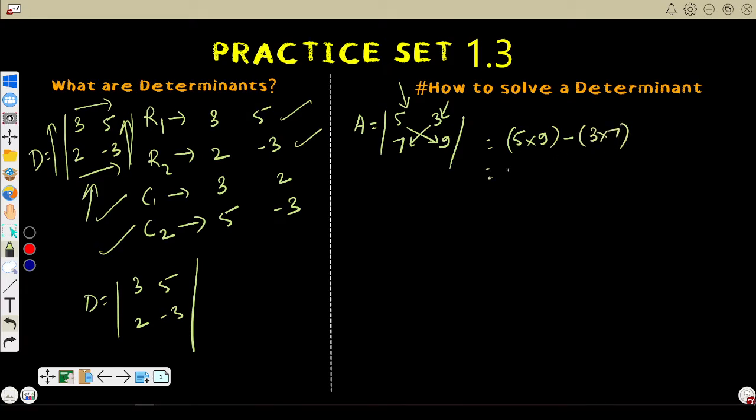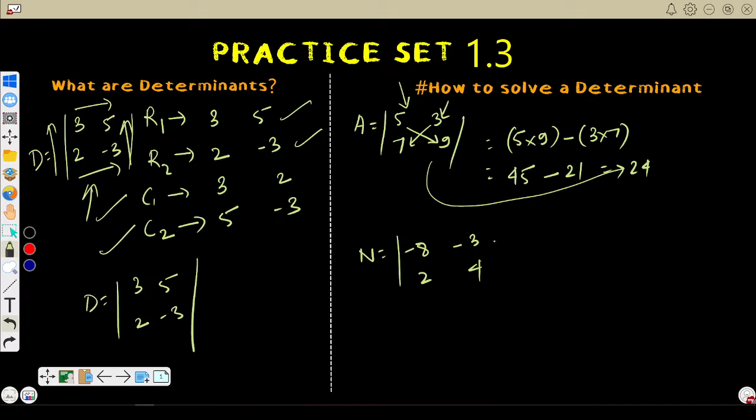If you solve this, 5 into 9 will be 45, minus 3 into 7 is 21, which turns out to be 24. So the value of this determinant A turns out to be 24. I hope this is clear to you. Again, I'll take one more example. The determinant is capital N, which is given as minus 8, minus 3, 2 and 4.